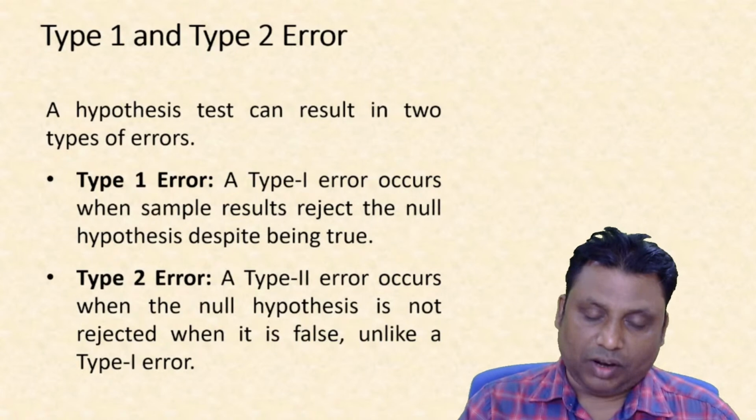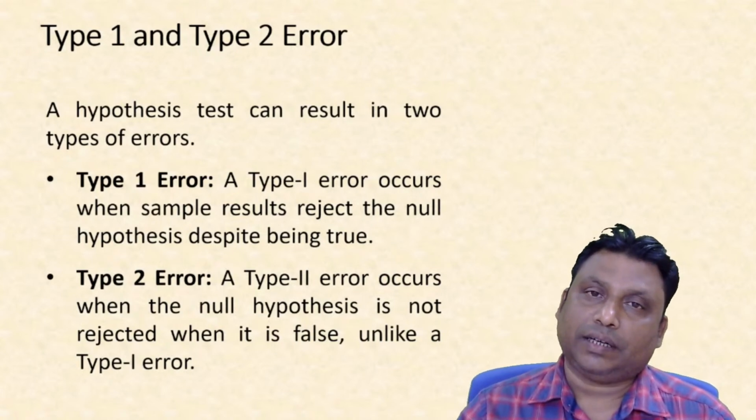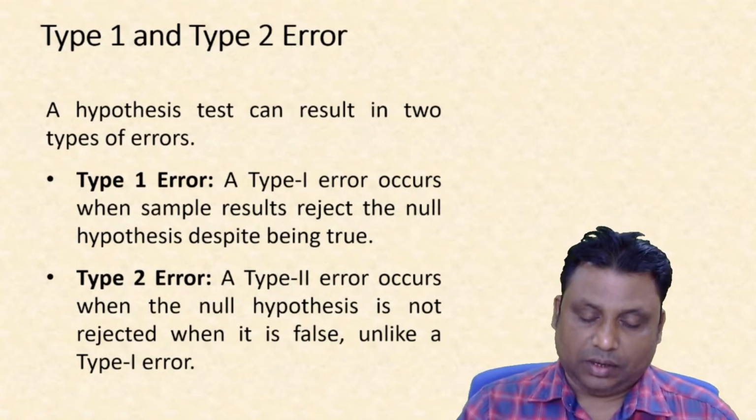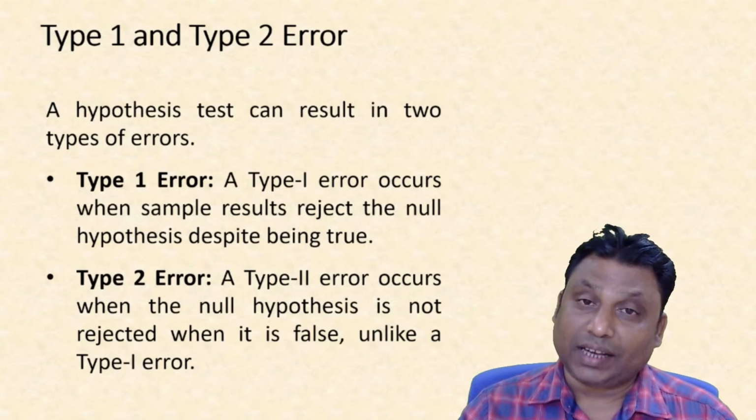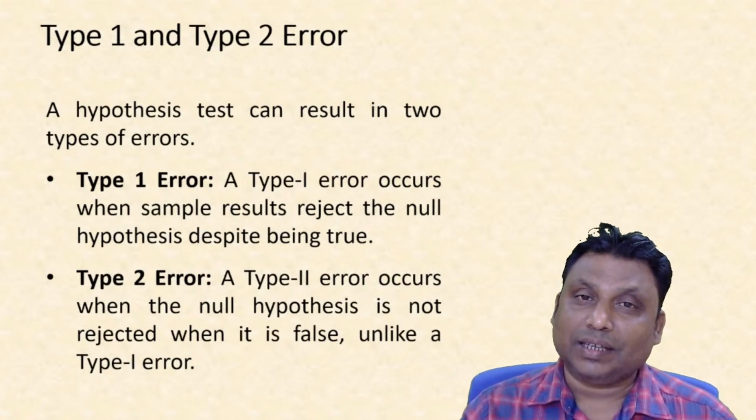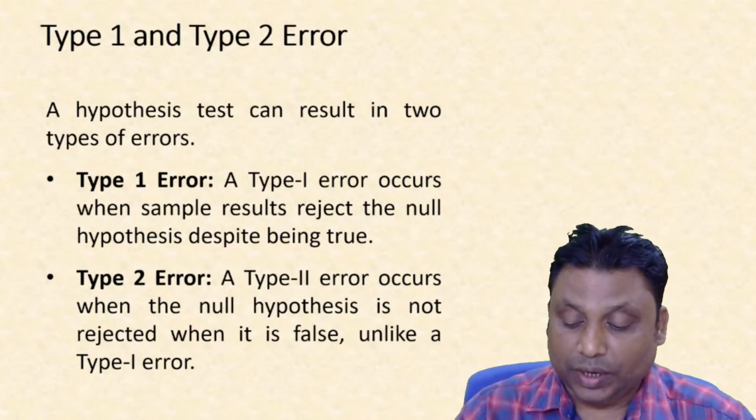Type 1 error: the null hypothesis is accepted, the alternative is rejected. Type 1 error. When the null hypothesis is not accepted and the alternative may be rejected, then we can say this is a type 2 error.